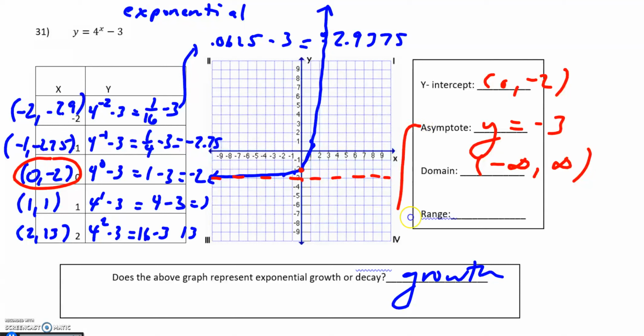And the range, again, is connected to the asymptote. It's the lowest point to the highest. The lowest this graph can get is the negative 3, almost, and then the graph goes all the way up to positive infinity. So negative 3 to infinity is my range, and the asymptote and the range always are going to be the same number.